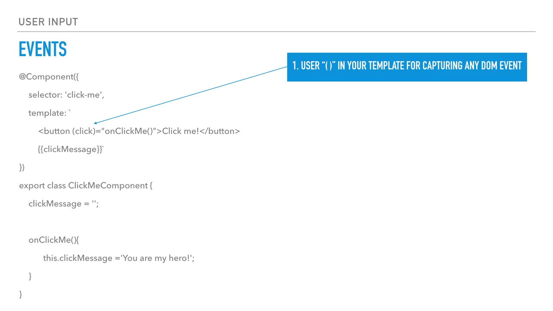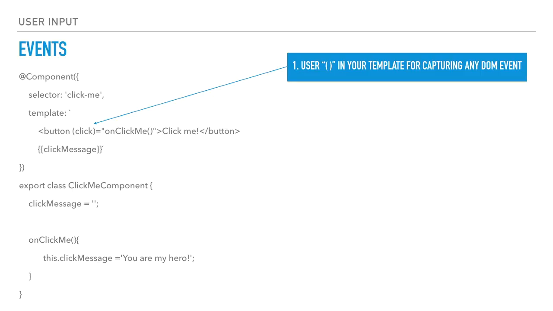Okay, so we come back again to our component. We have a selector. This is from the previous videos. And then we come to the interesting part. We have a template, right? In the template, we define a button, and look how we capture the click event of the user.